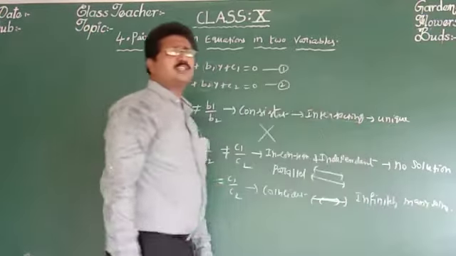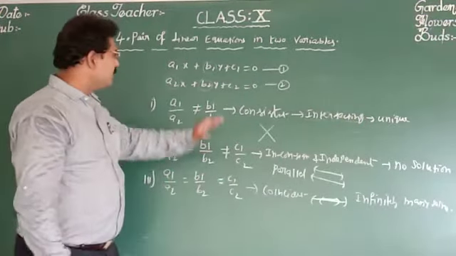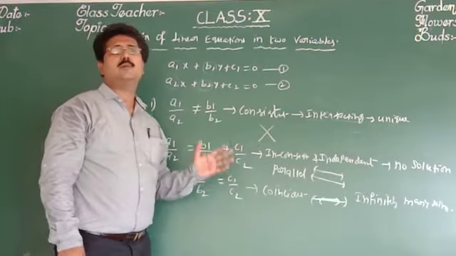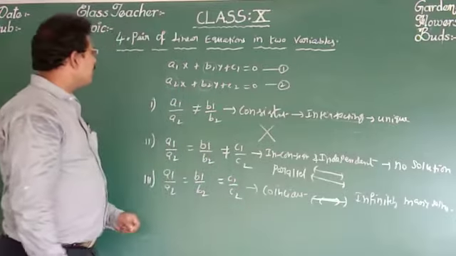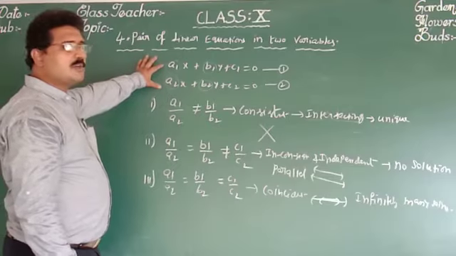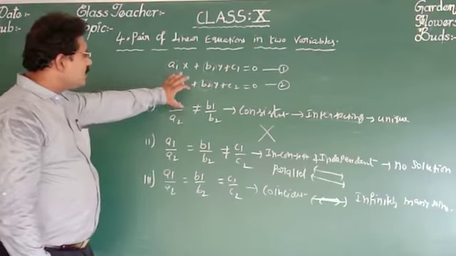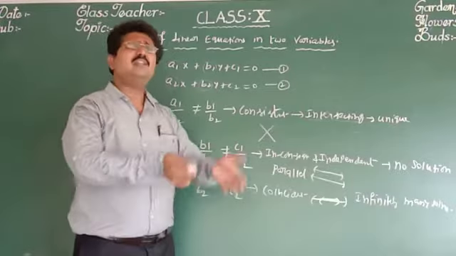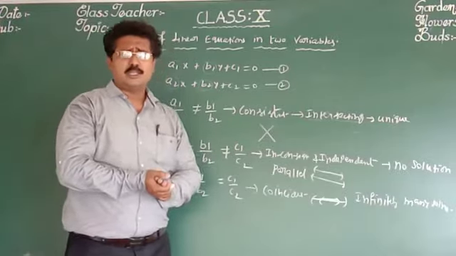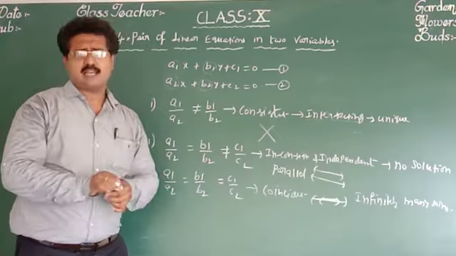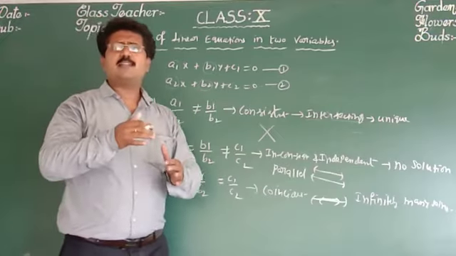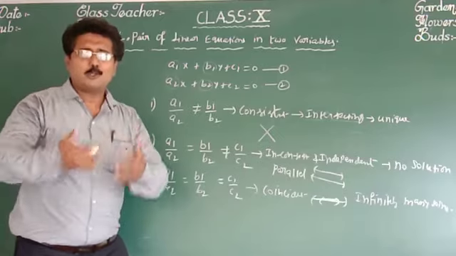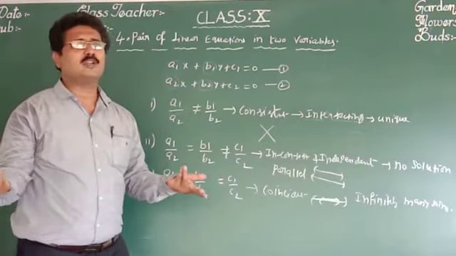So these three conditions are very important. Better you write these three conditions three times, even 10 times in your notebook. So once again, what are the conditions? Let these be the equations: a1 by a2 is not equal to b1 by b2. First of all, in the examinations, particularly they will ask you to verify whether the equations are consistent or not. Consistent means it is possible to solve. Inconsistent means it is not possible.